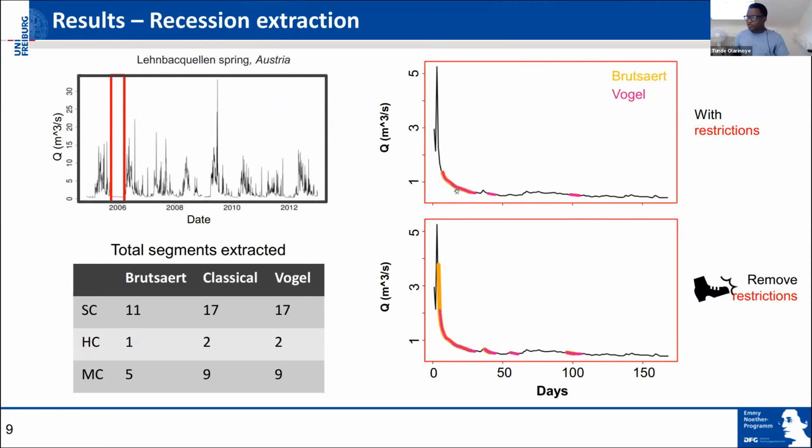So in general, with this extraction method, we're able to extract different numbers of segments. The bootstrap method, which is the more strict method, extracts fewer segments. And the automated classical method and the Vogel method extract almost a similar number of segments because they are based on the same theory, this moving average to smoothen the curve.